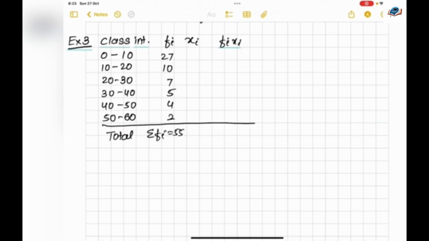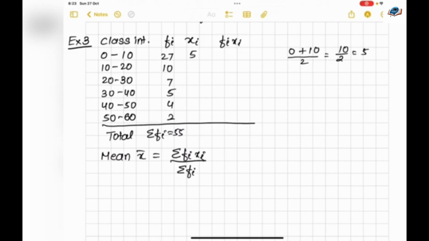Now, xi I have to find. But see, in the direct method, the formula was mean x bar equals sigma fi xi upon sigma fi. But I don't have xi now. So xi is nothing but the midpoint of the class interval. To find that, I add the lower limit and upper limit and divide by 2. So 0 plus 10 is 10, by 2, so that will be 5. So I will write here 5. Then 10 plus 20 upon 2, so 30 by 2, that will be 15. In the same way I can write 25, 35, 45, 55.